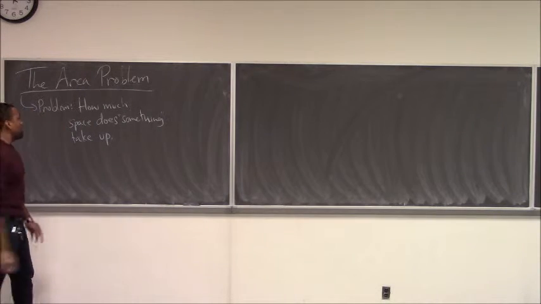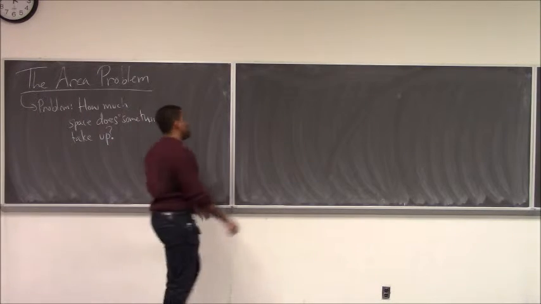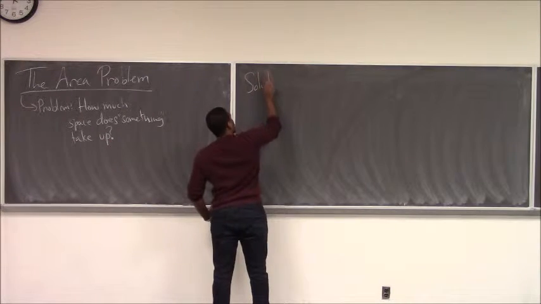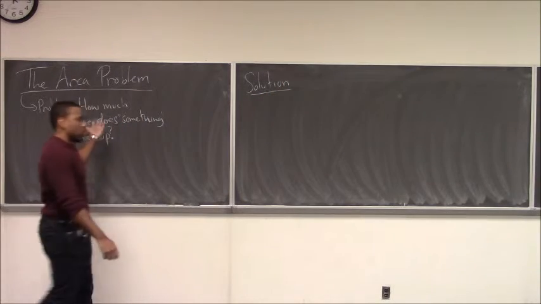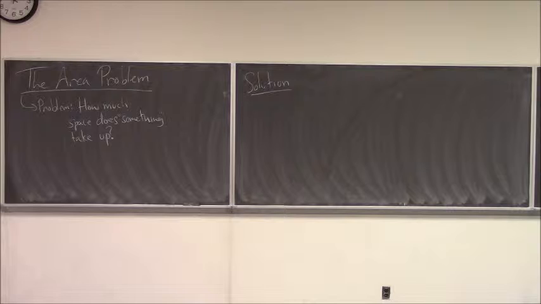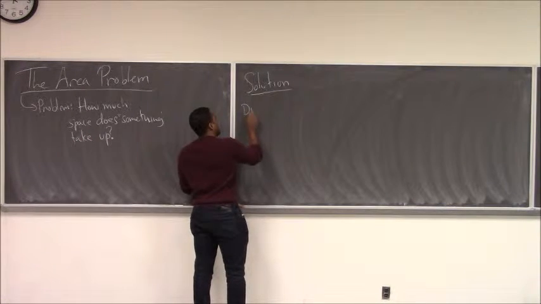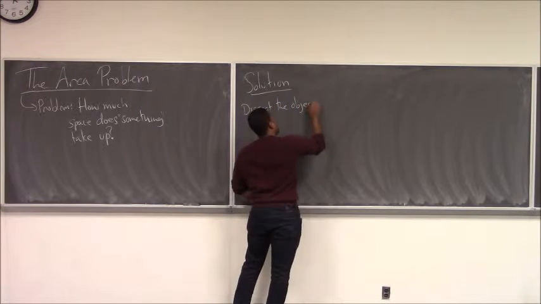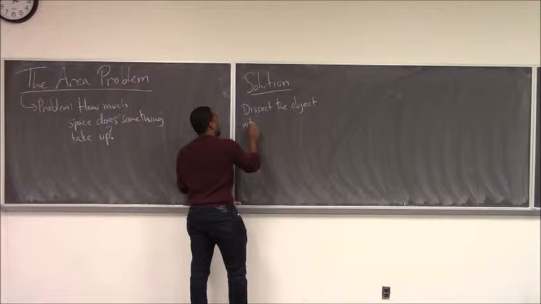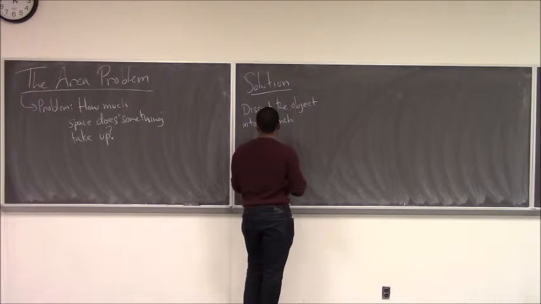But yeah, how much space does something take up is the problem. And so here's the solution that they came up with. And it's going to be very rudimentary. Like I told you, we've known about this for a long time. So basically, the solution was dissect it. Dissect the object into a bunch of small pieces that you do know how to find how much space they take up.